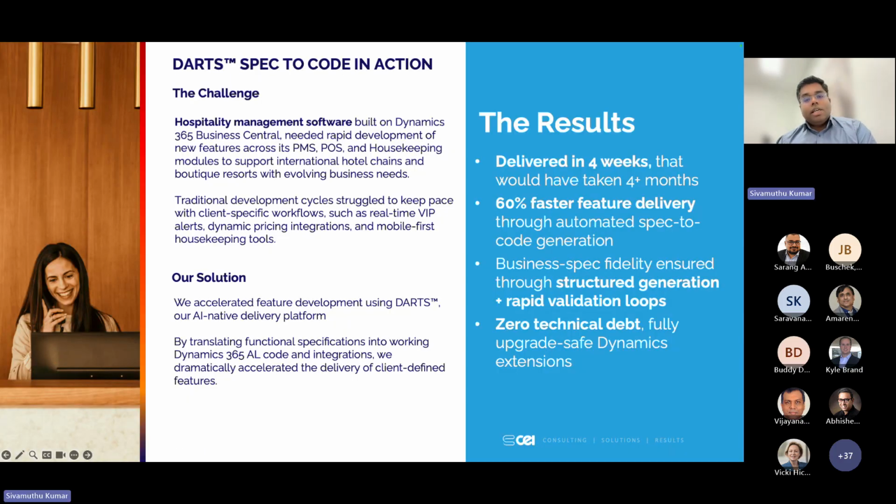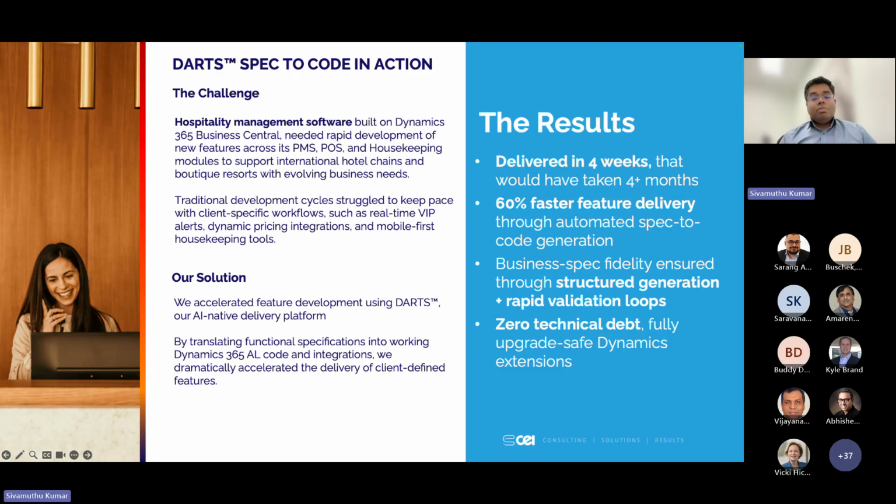So let's look at a couple of real example use cases. The DARTS Spec-to-Code in action. We have a hospitality management software built on Dynamics 365 Business Central. It needed to roll out new features across PMS, POS, and housekeeping modules quickly, to support evolving hotel and resort needs. The traditional development cycles just couldn't keep up.